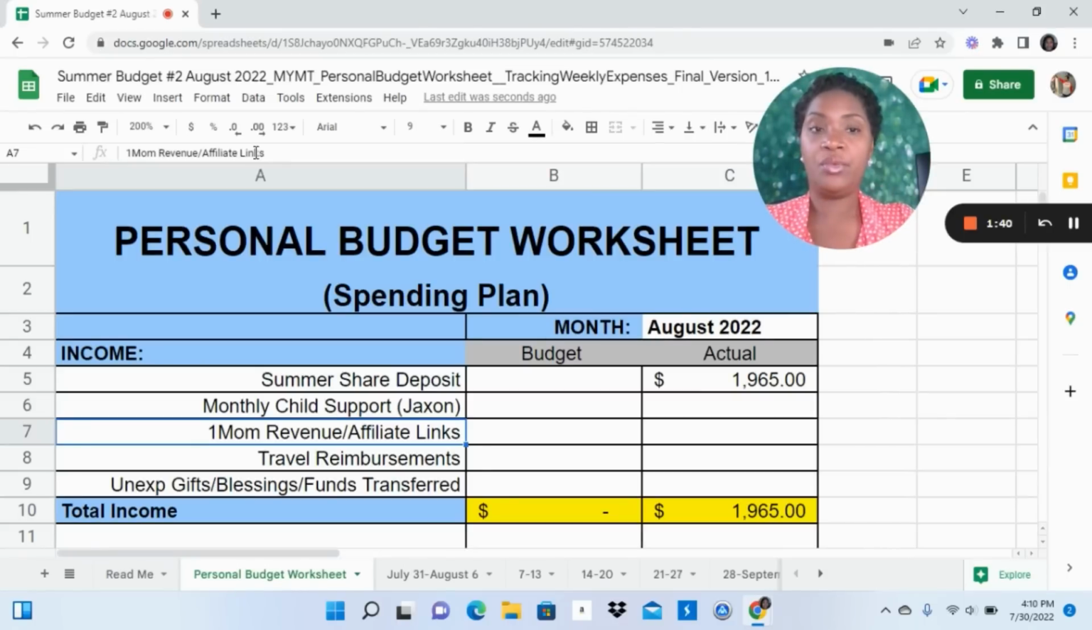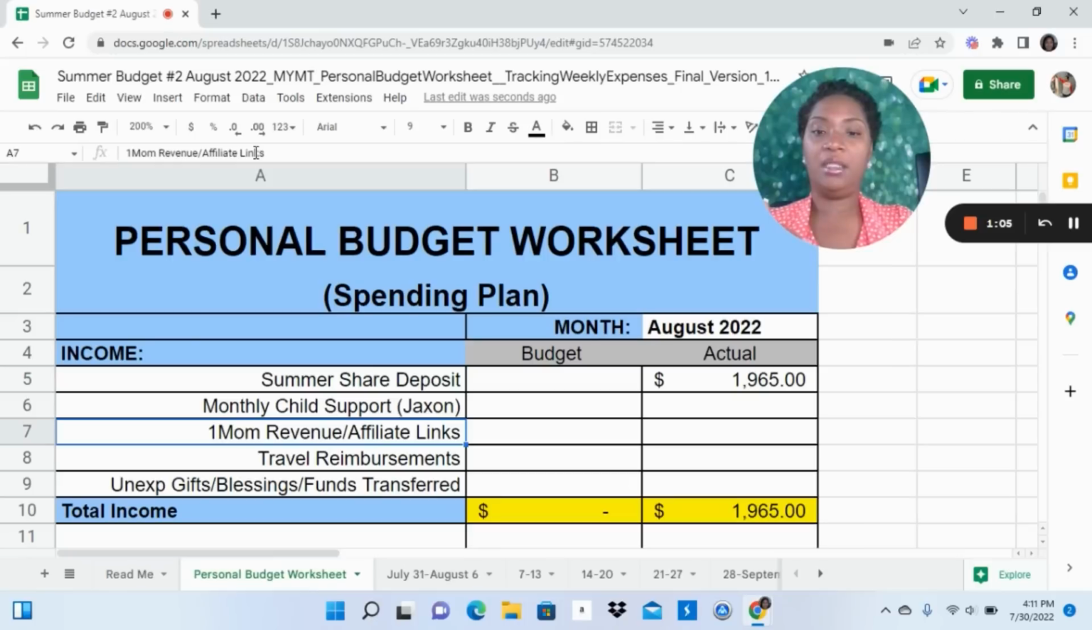And then meals. They'll pay for my meals depending on what time I leave the day of and what time I come back the day of. But they'll pay for all of my meals in between. So I got a dinner meal going and I got a breakfast and lunch meal coming home because my meetings were done at noon. So I was able to get lunch. I didn't get dinner because I got home before 6 p.m. And then unexpected gifts, blessings, funds transferred.